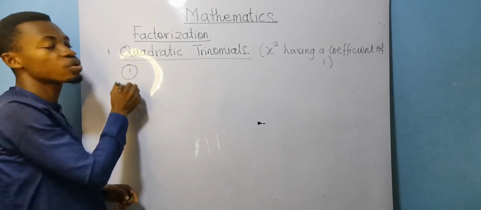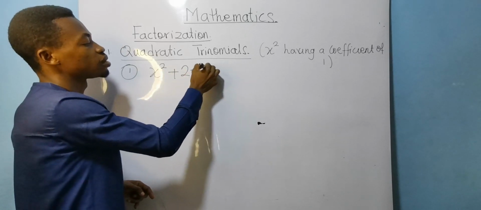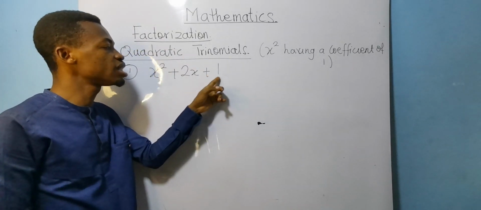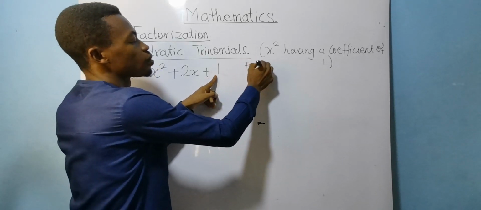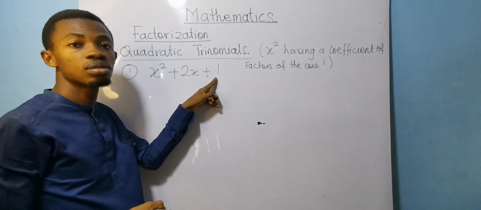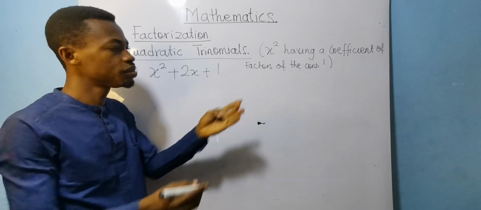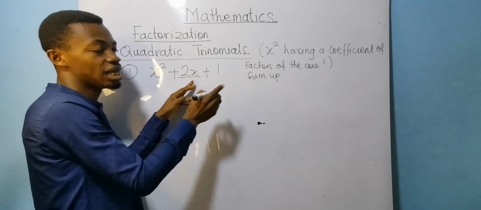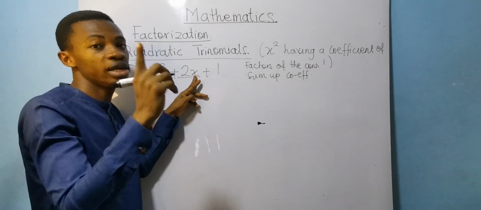We have, for our first question, x squared plus 2x plus 1. Now, for this type of question, we consider the constant over here. What we do is that we find the factors of the constant. Now, what do we do with those factors? We look out for those factors, which when we sum up, will give us the second term, that is the coefficient of the variable whose power is 1.